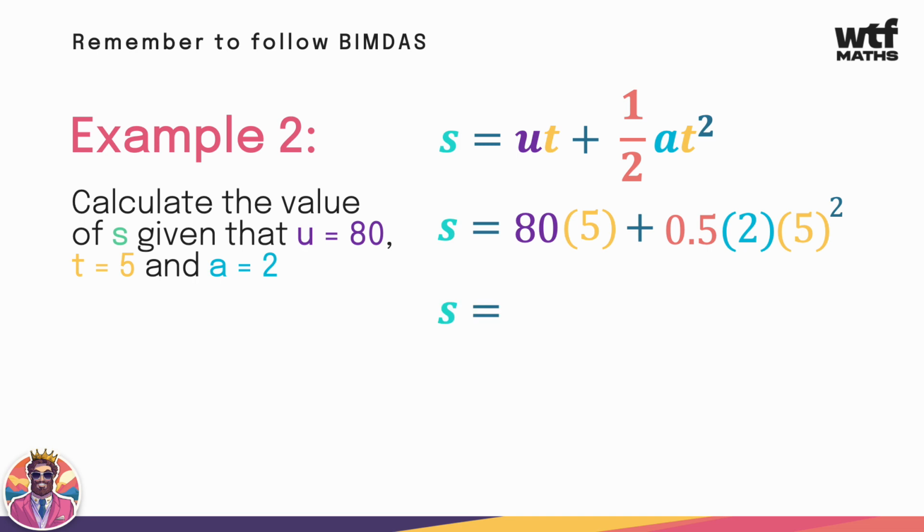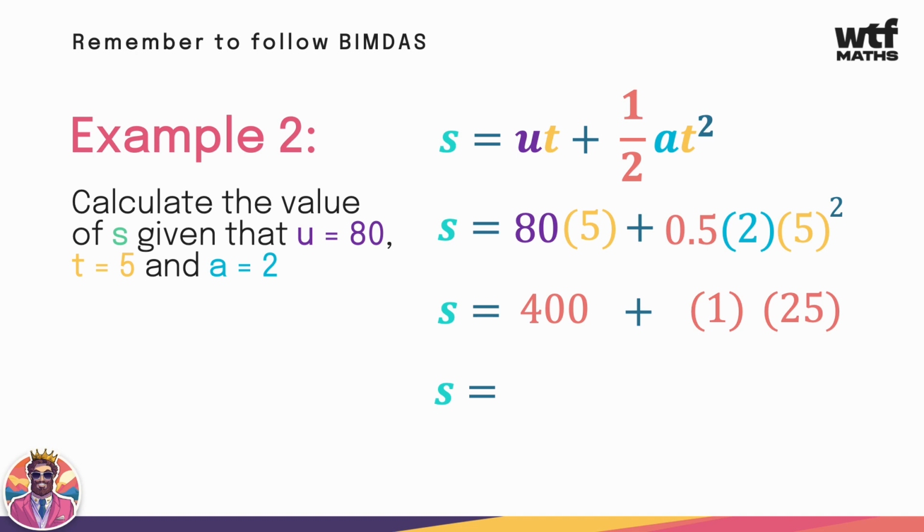Alright, for the next line, we have to follow the order of BIMDAS. So the most important thing here is because there's no operations inside brackets, we're going to do our powers first. So jump right to the end. 5 squared, which is 5 times 5 is 25. After we've done that, we're going to do the next thing, which is multiplying or dividing. So on the left, we had 80 times 5, which is 400. And on the right, we had 0.5 times 2, which is just 1.